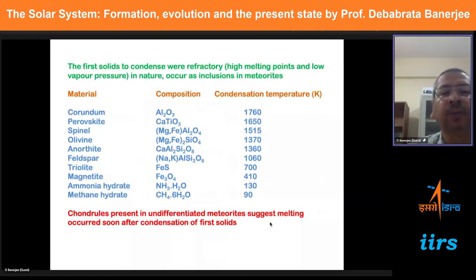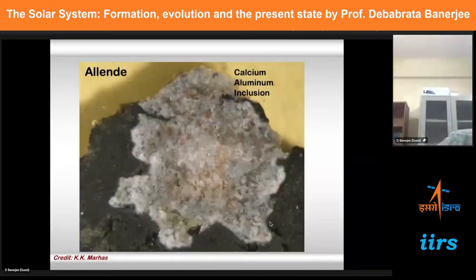From long-lived isotopes, you can also deduce the age of the first-formed solids. Now, chondrule is one of the first-formed solids, as I said, but it came after CAIs, and even that was debated based on aluminum-26 systematics. And chondrules are present in undifferentiated meteorites, just that melting occurred soon after the condensation of the first solids.